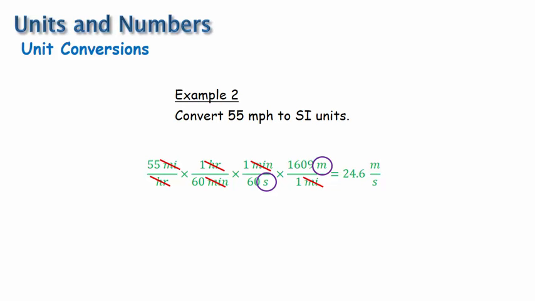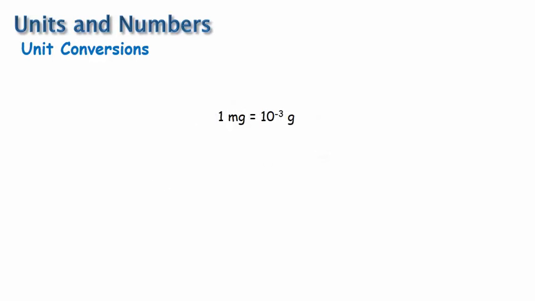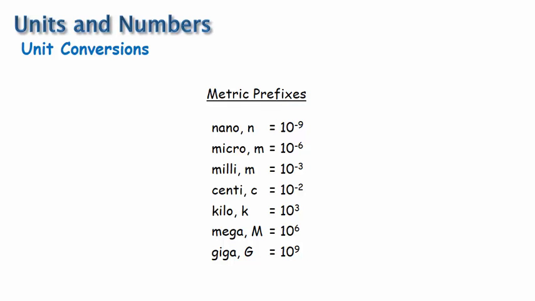I'll reiterate that for tests, you don't need to know conversions like miles to meters or mass pounds to kilograms, etc., but you do need to know metric prefixes, such as a milligram is equal to 10 to the negative 3 grams, or a kilogram is equal to 10 to the 3 or 1,000 grams. Basically, the prefixes to know are these: nano, micro, milli, centi, kilo, mega, and giga.